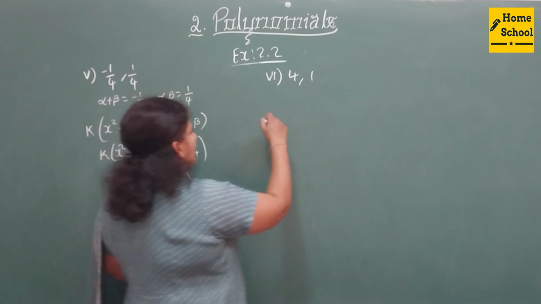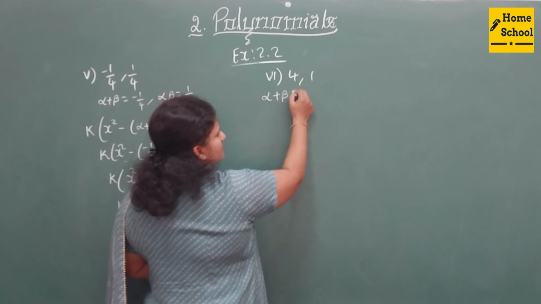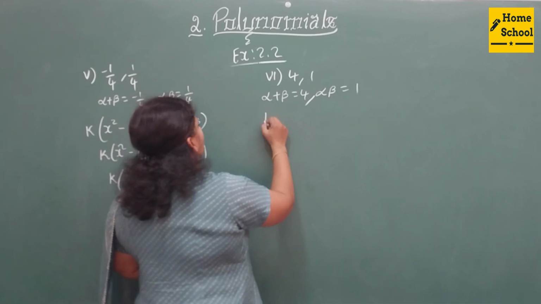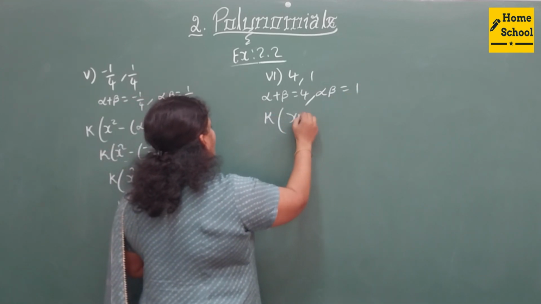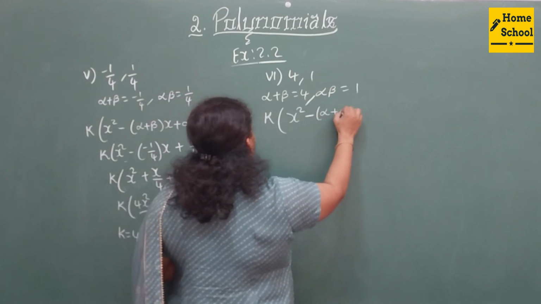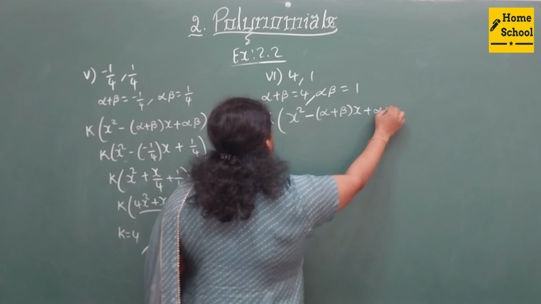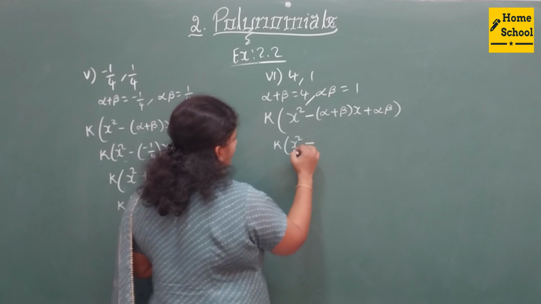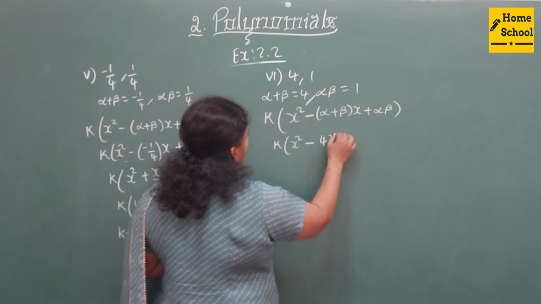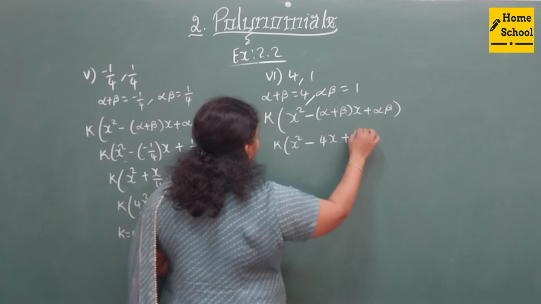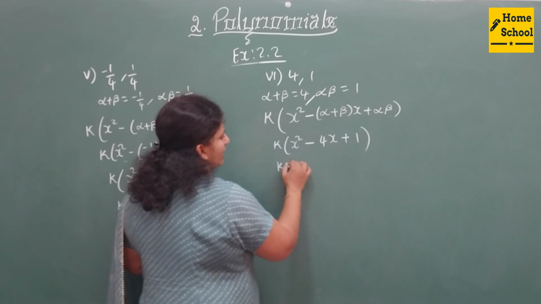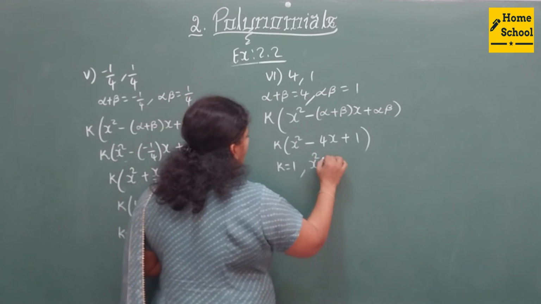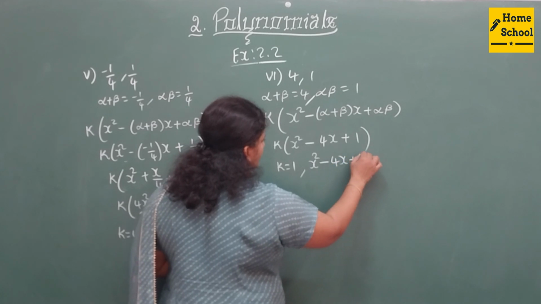Okay. So see the last one. Given alpha plus beta is equal to 4 and alpha beta is equal to 1. What is the formula? K into x square minus alpha plus beta into x plus alpha beta. And now k into x square minus alpha plus beta value is 4x plus alpha beta value is 1. And now if k is equal to, nothing there in the denominator, so if k is equal to 1, then the required polynomial is x square minus 4x plus 1.